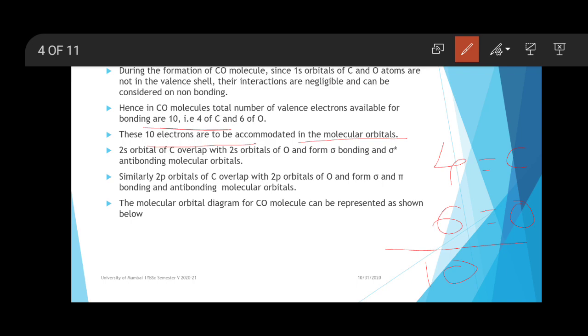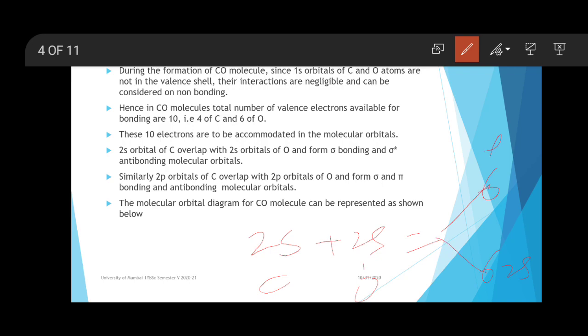So the 2s orbital of carbon overlaps with the 2s orbital of oxygen because of same or similar energy. They could form sigma bonding and sigma star antibonding molecular orbitals. I will mention here that the 2s orbital of carbon combines with the 2s orbital of oxygen, both having the same energy. So there is formation of two molecular orbitals: one is sigma 2s, another is sigma star 2s.